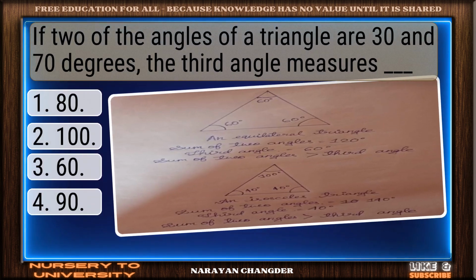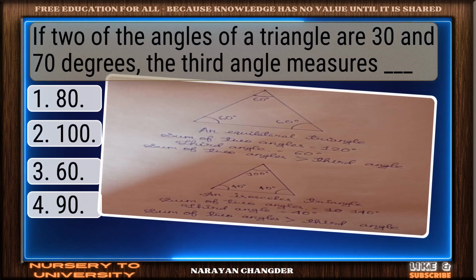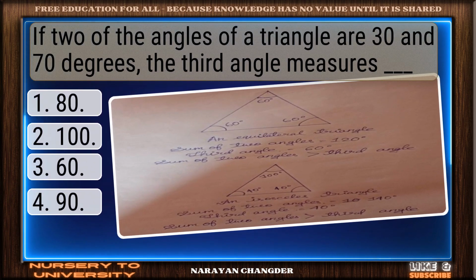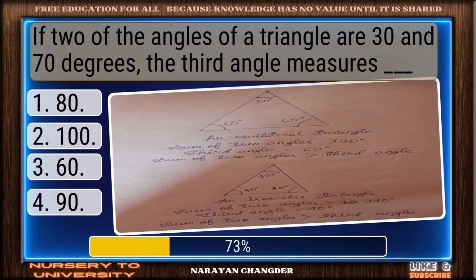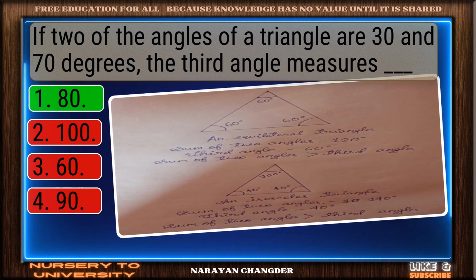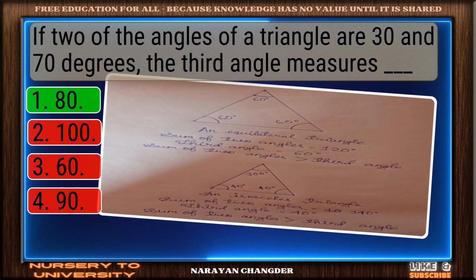Question number 47. If two of the angles of a triangle are 30 and 70 degrees, the third angle measures dash. On track. 80 is the correct answer.